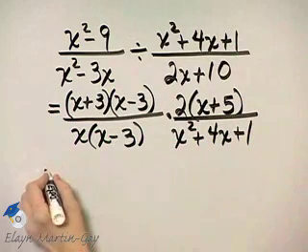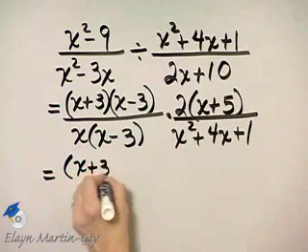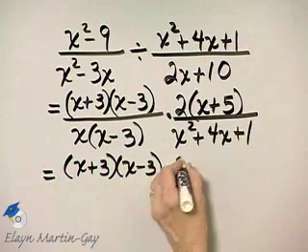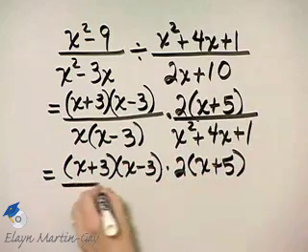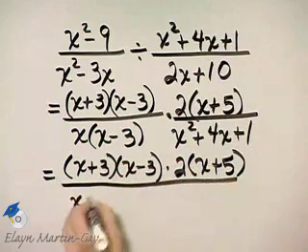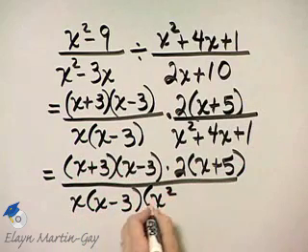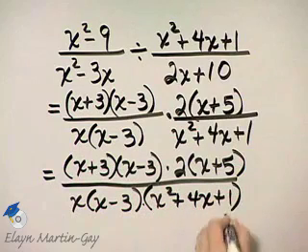And so now let's multiply. It is numerator times numerator, all over denominator times denominator. X squared plus 4x plus 1.